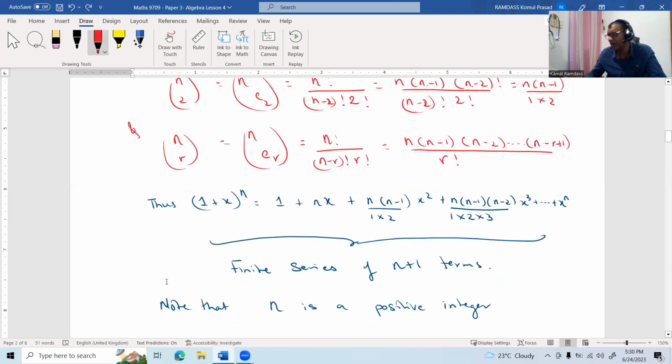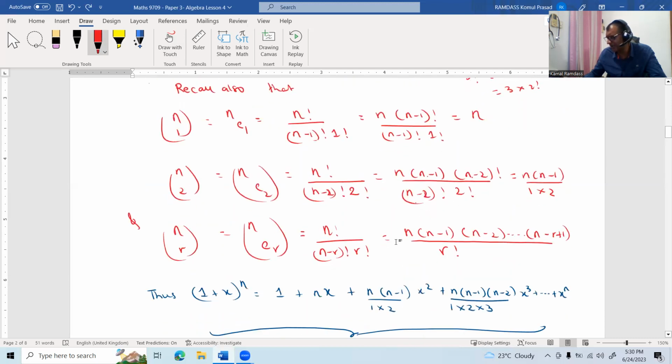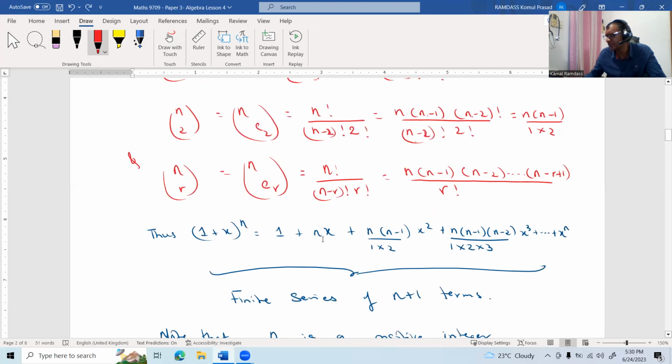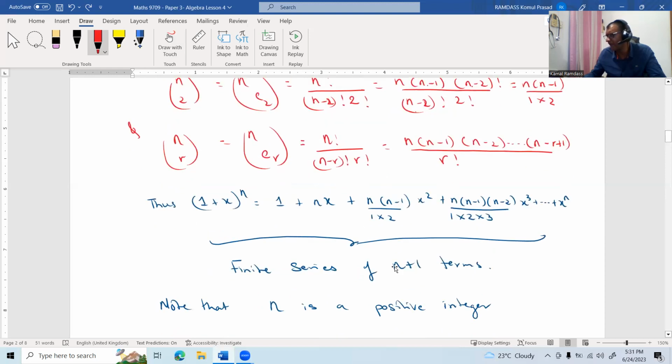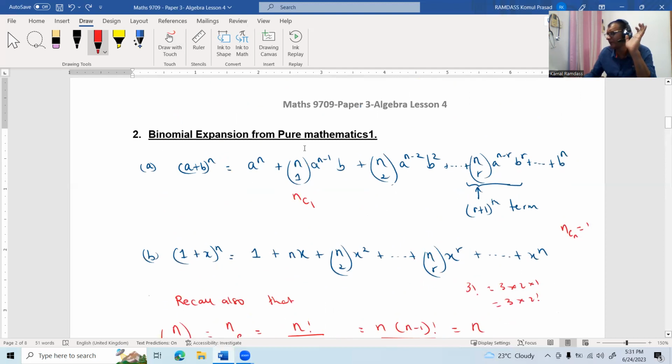Et là, je gagne 1 plus x to the power of n. Je remplace ces valeurs là par cette forme là. OK? C'est 1 plus n x plus n fois n-1 divided by 2 factorial, 2 factorial, c'est 2 times 1, x square, plus n fois n-1 fois n-2, x cube, divided by 3 factorial, plus point, point, point, x to the power of n. Bon, ça c'est une finite series of n plus 1 terms. Note that n is a positive integer. Et c'est ça qu'on a pris de binomial expansion from Pure Mathematics 1.